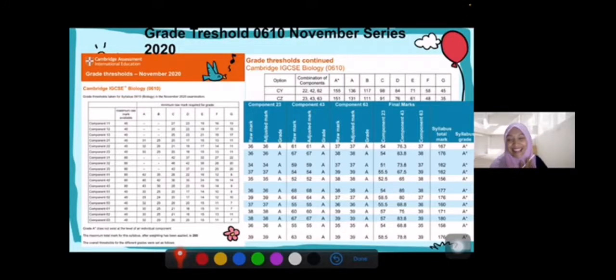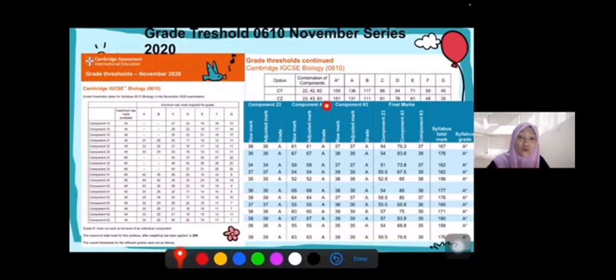Oh my God, I'm so happy. Congrats everybody. So this is satu motivation untuk kita. Untuk kita pun boleh, kalau diorang boleh, kita pun boleh, insyaAllah. Janji kita faham macam mana kita nak target dapatkan A star.